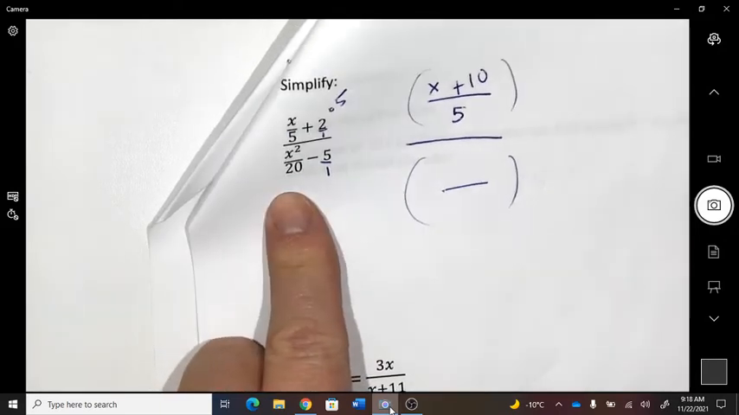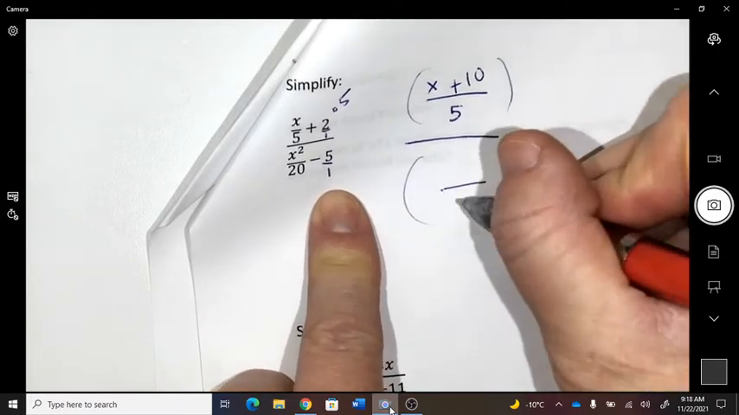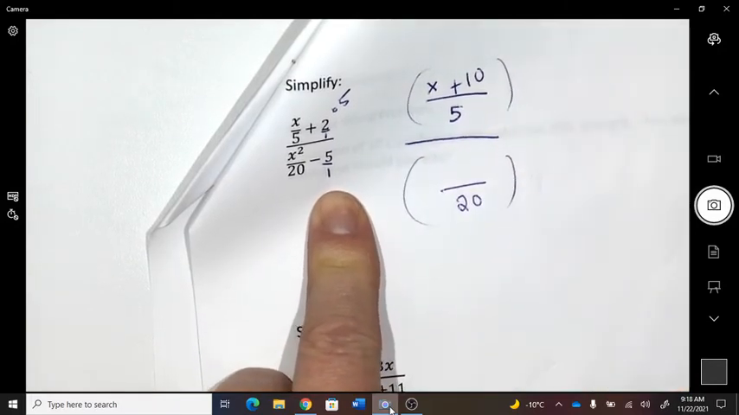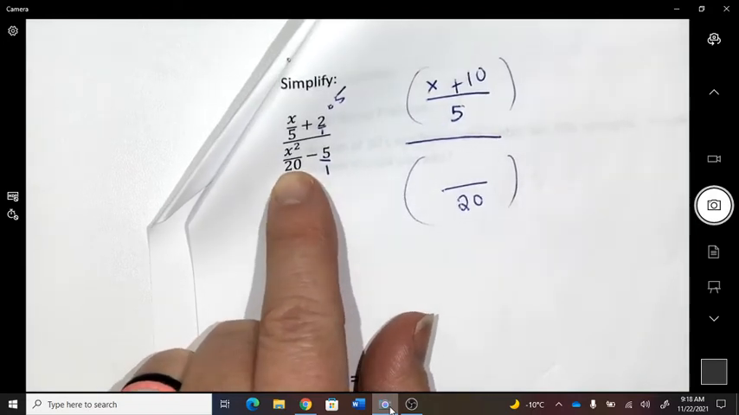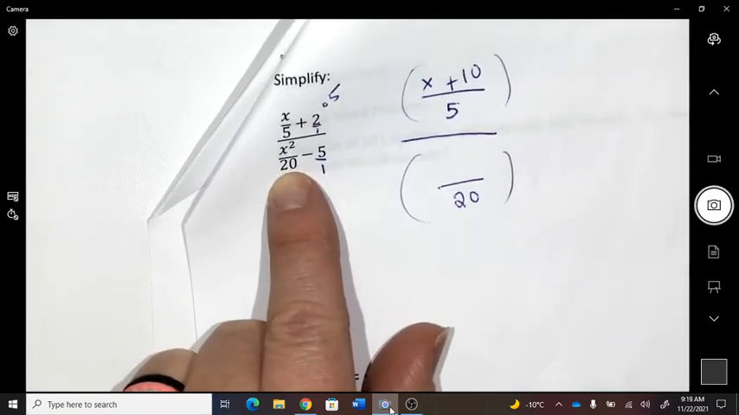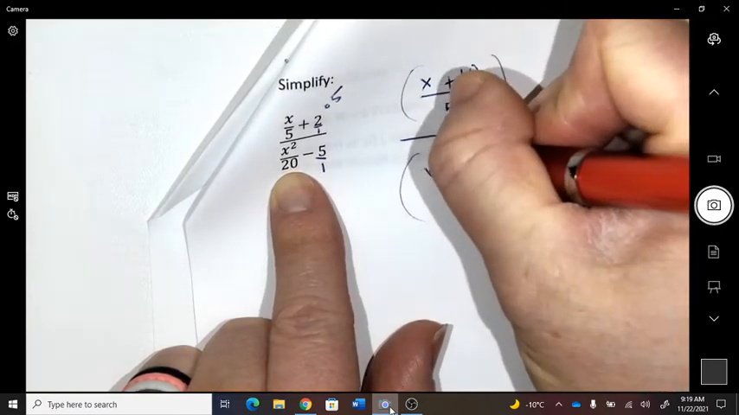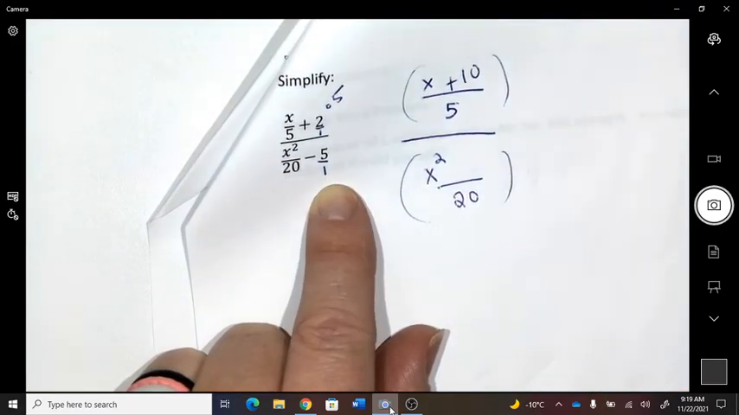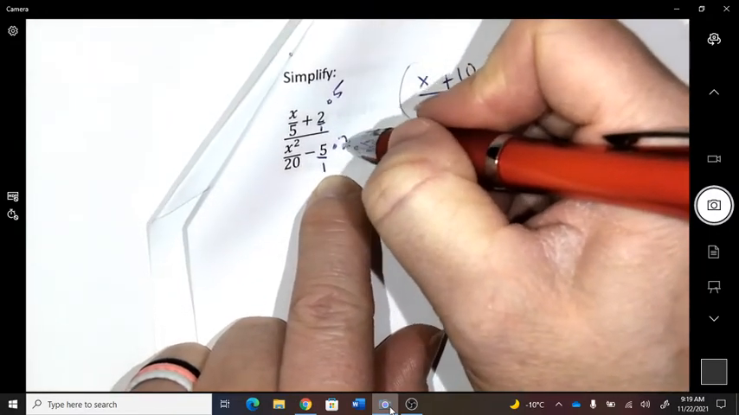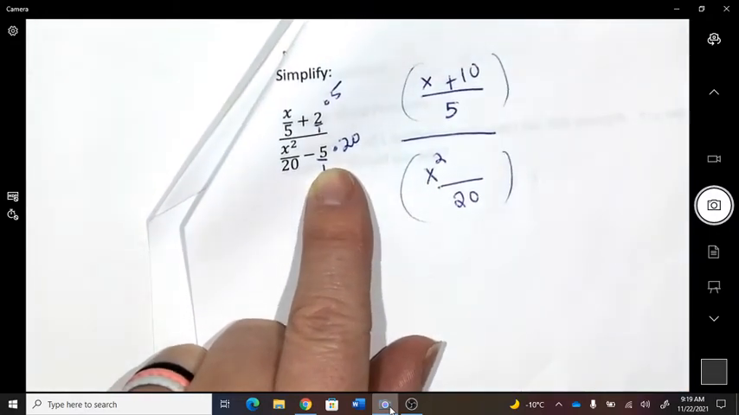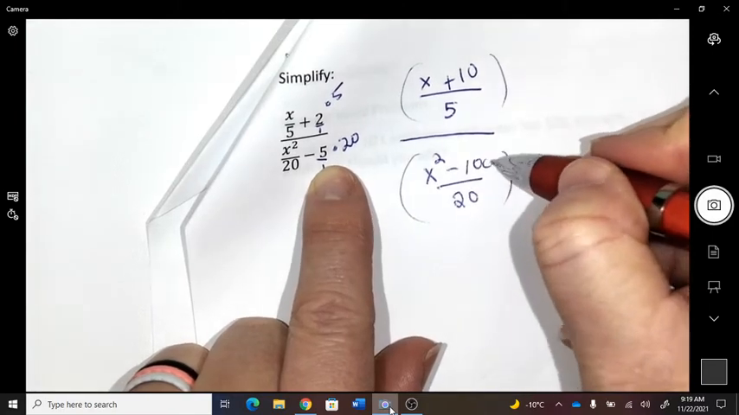Okay, 20 on the bottom, 1 on the bottom. So what am I going to need? I'm going to need 20. So what am I doing to this? Nothing. X squared. What did I do to this bottom? 20. So 20 makes minus 100.